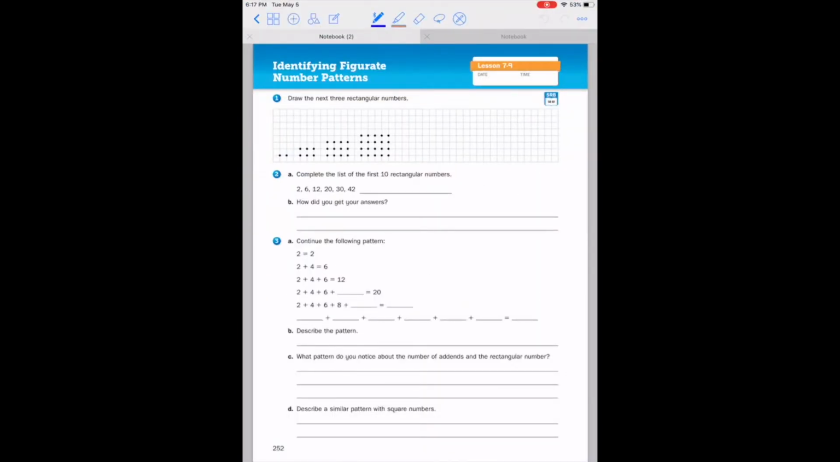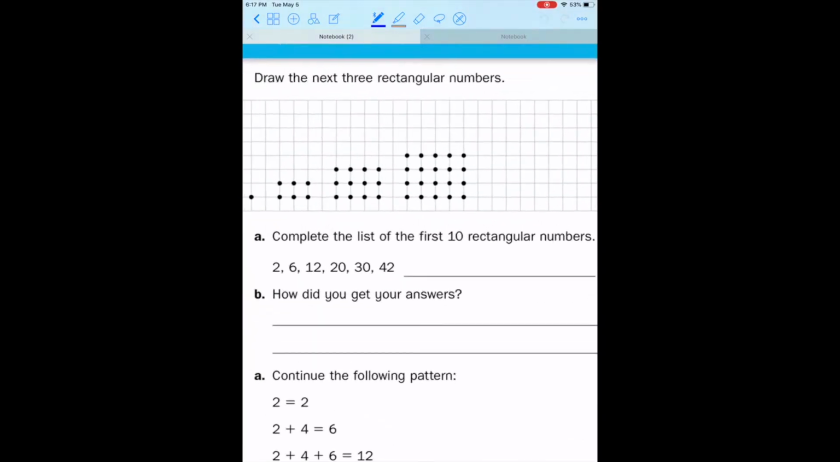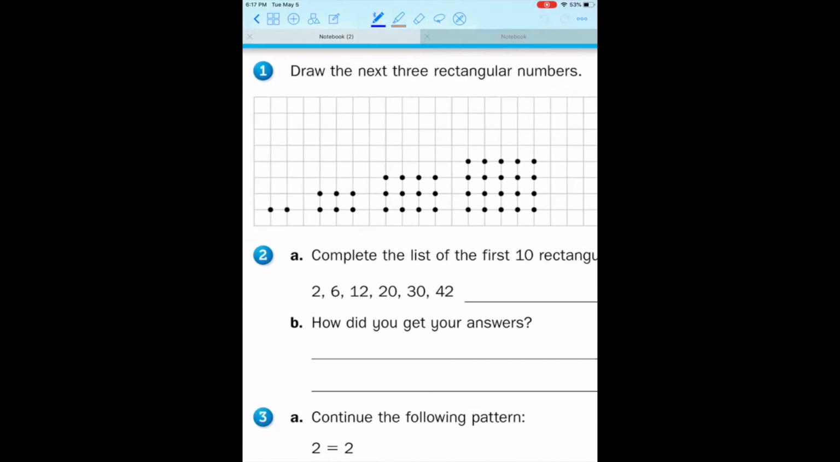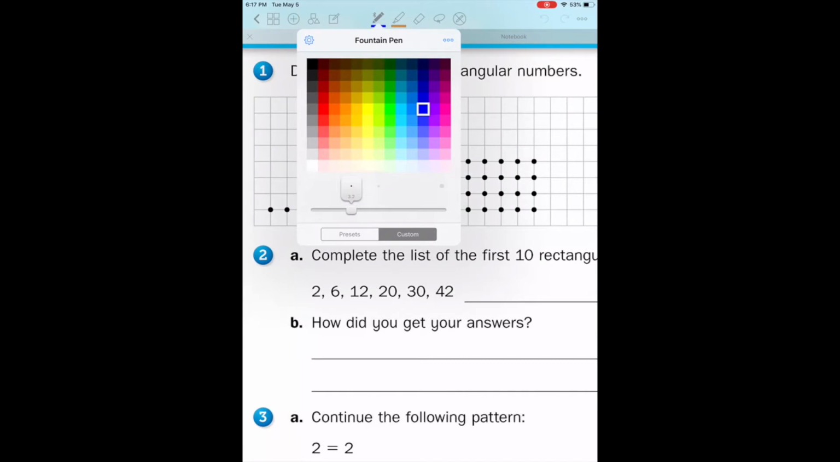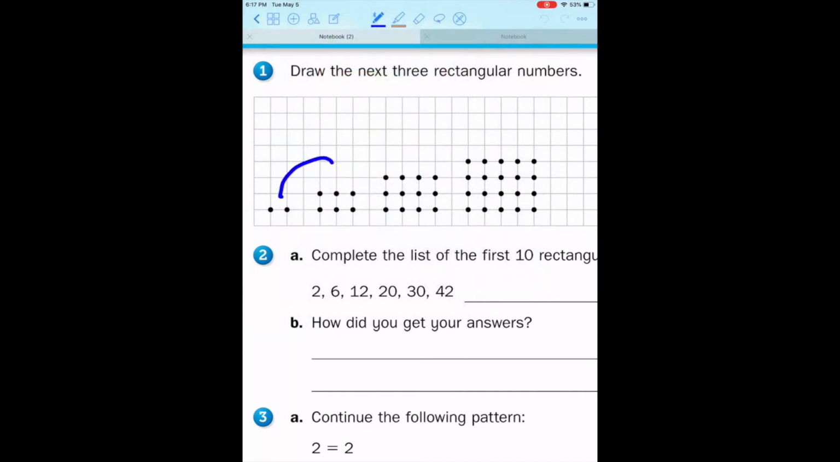All right, so we are on page 252, identifying figure number patterns. So let's look at number 1. It says draw the 3 next rectangular numbers. Now, if you notice the pattern that they give you, and I'll zoom in a little bit, each time you are adding a row and a column.